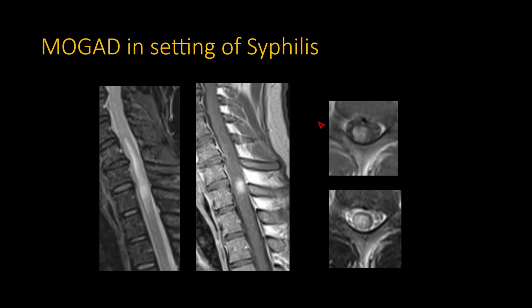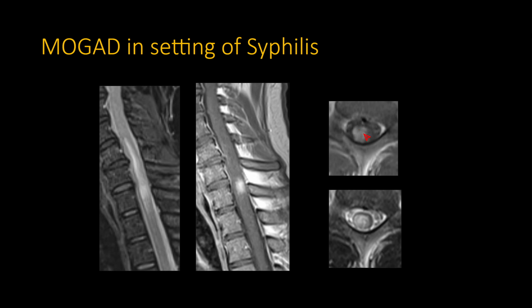diagnosis. So here's a case of MOGAD where the initial presentation was actually in the setting of syphilis, and you can see here this particular case is longitudinally extensive, involves three vertebral body levels as far as the cord hyperintensity goes. The enhancement is more limited in its scope, and then on the axials you can see that it really involves a lot of the cross section of the cord.